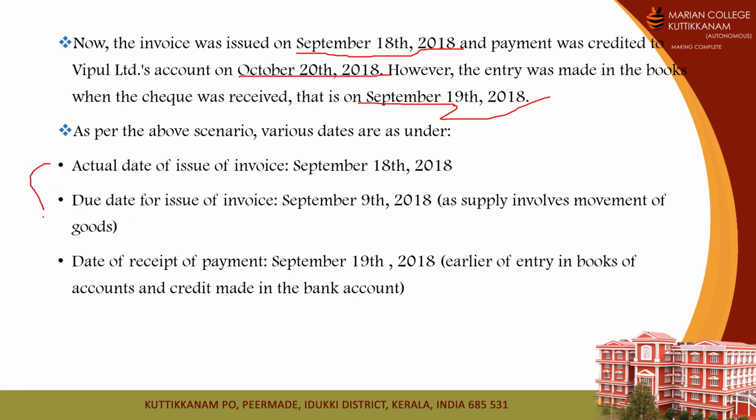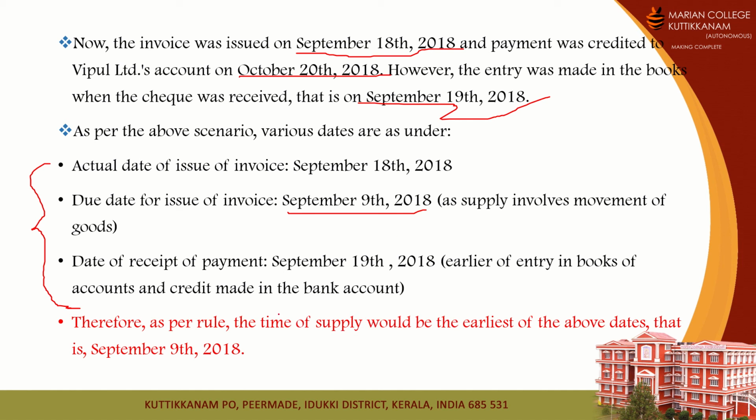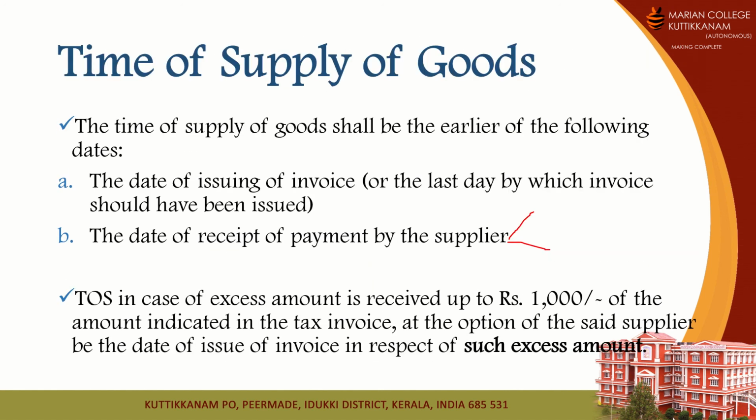So these three are the conditions or the dates that we received when we went through the example as per the provisions of time of supply of goods, general provisions. The earlier of these dates will be the time of supply, which is the earliest date, that is September 9th, 2018. So as per the rule, time of supply would be the earliest of the above dates, that is September 9th, 2018. I hope this is clear to you. Go through this video again and again and try to understand the concept of time of supply of goods.